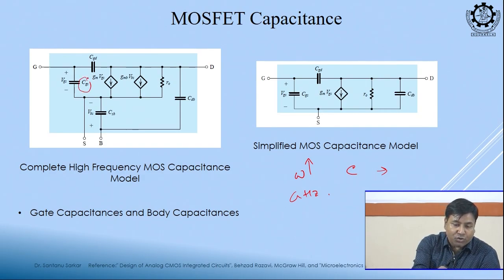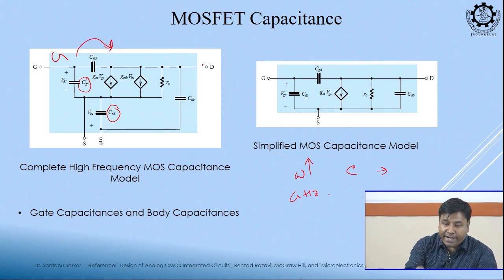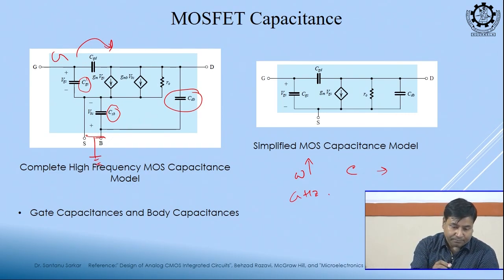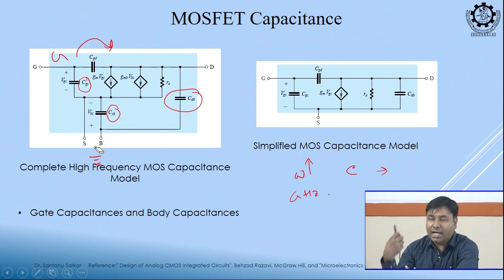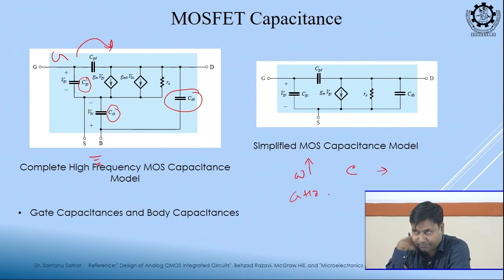So, one is gate to source, this is our gate terminal. Gate to source one capacitance is there, source to bulk one capacitance is there, gate to drain one capacitance is there, and drain to bulk another capacitance is there. Generally, this source and bulk are shorted, but sometimes they may not be shorted, right. So, this is known as the high frequency model.